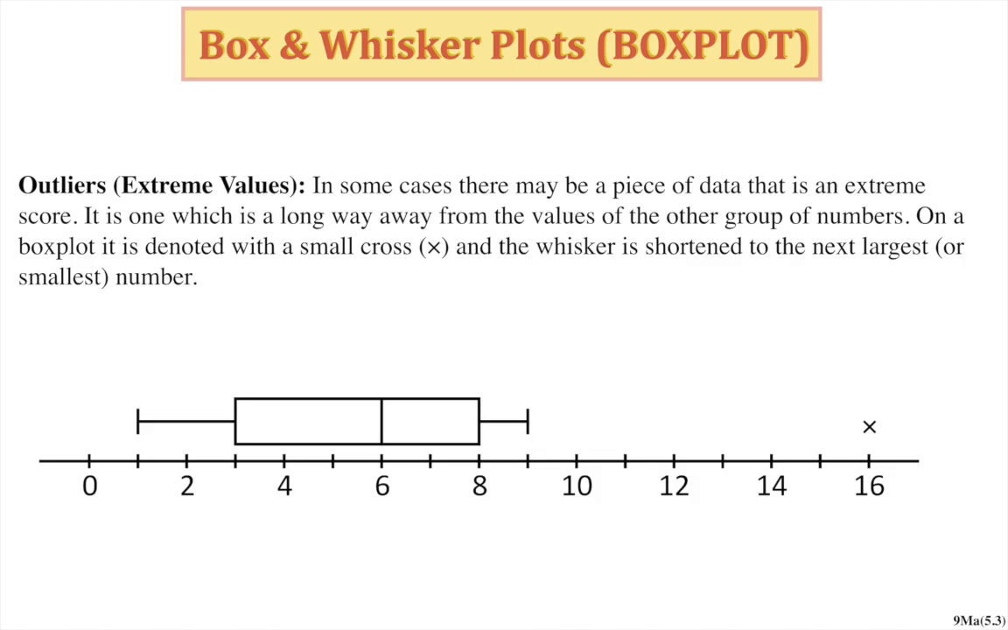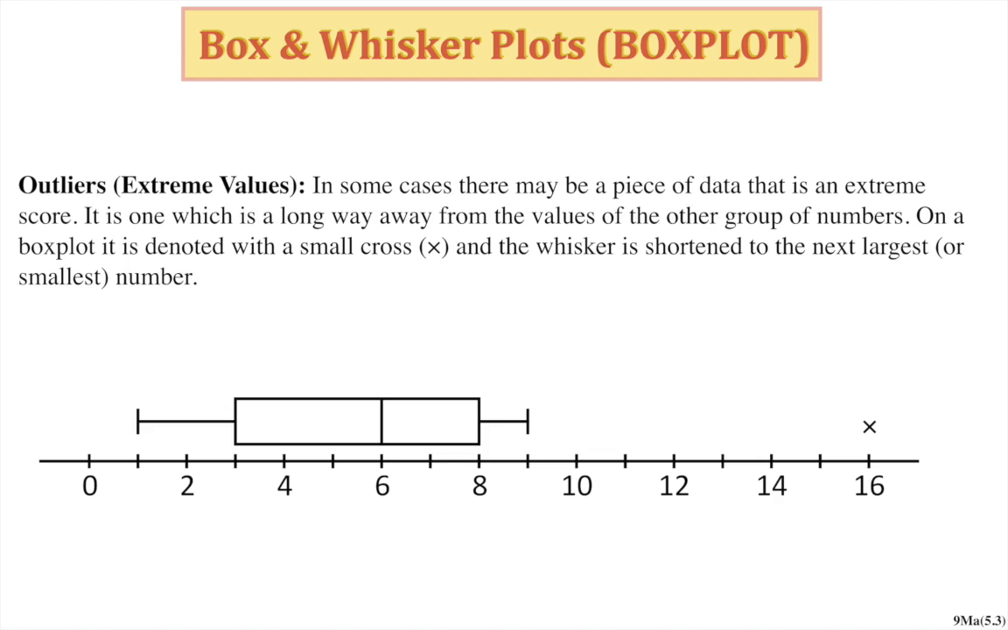Well, sometimes you're going to get box and whisker plots or box plots that have a little cross out on the end. Now that's called an outlier. That means it's quite a long way away from your normal group of data. And we call it an outlier because it's almost like a bit of a freak. Somebody's just done something that's not normal compared to the rest of the group.